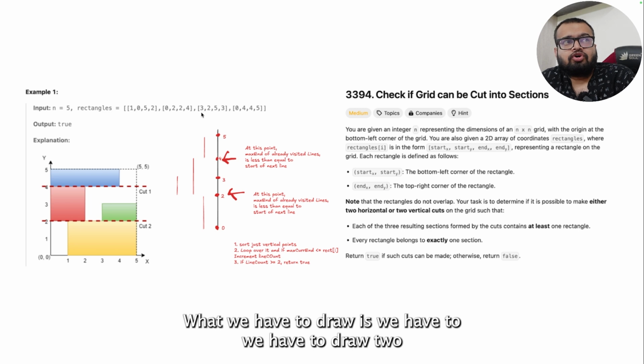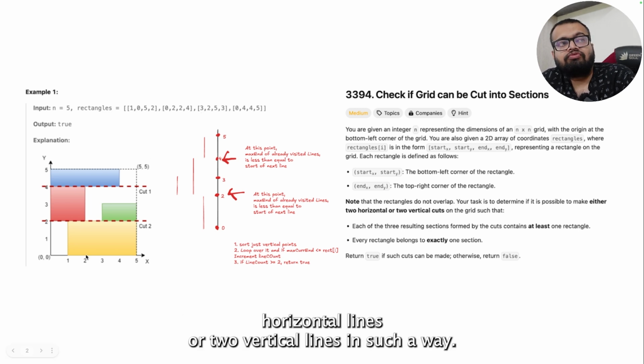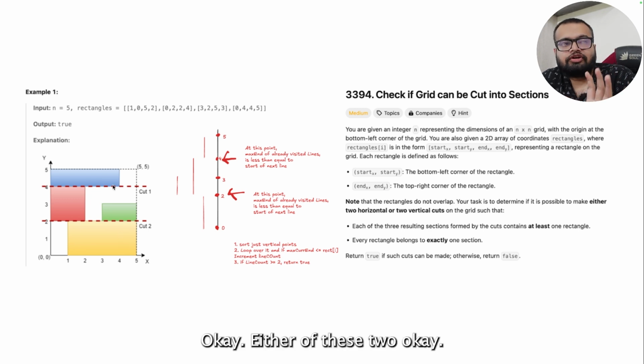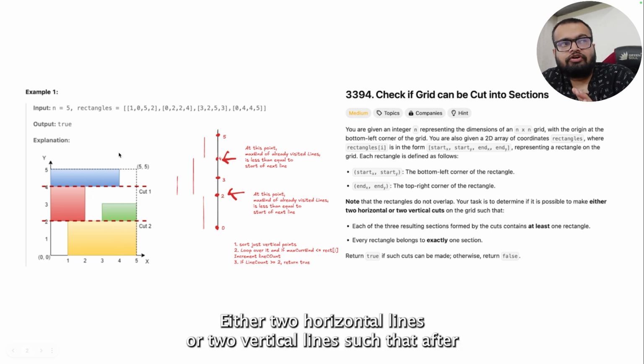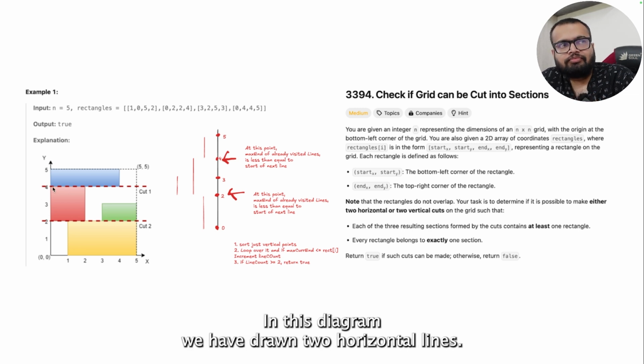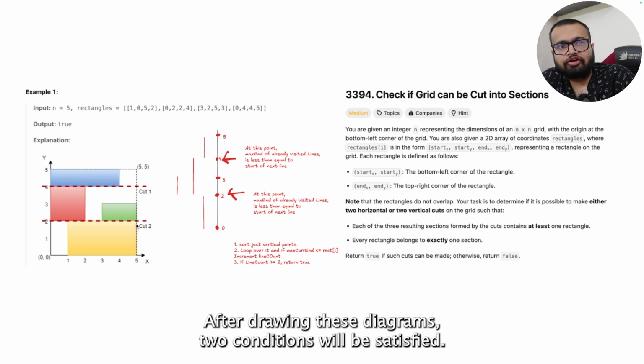What we have to do is draw either two horizontal lines or two vertical lines in such a way that, after drawing those two lines, two conditions are satisfied. In this diagram we have drawn two horizontal lines.